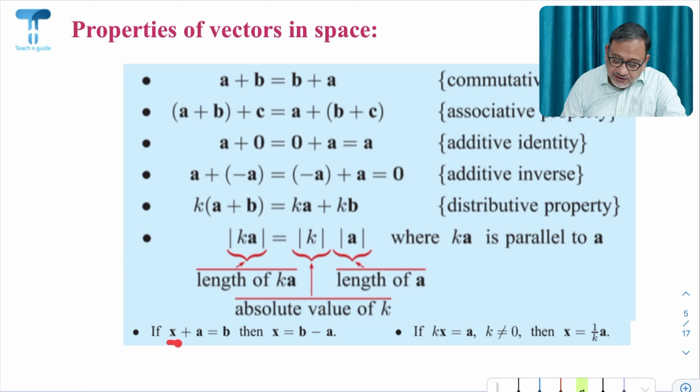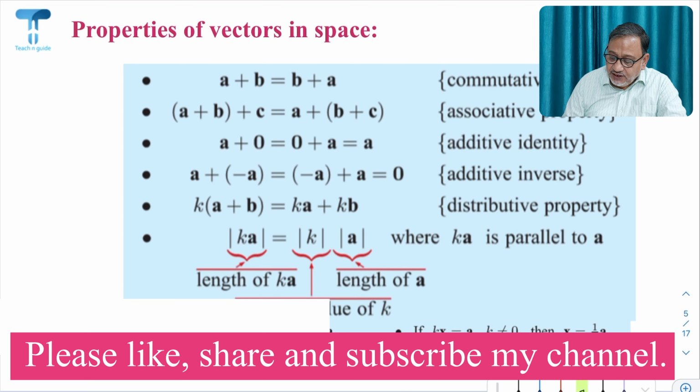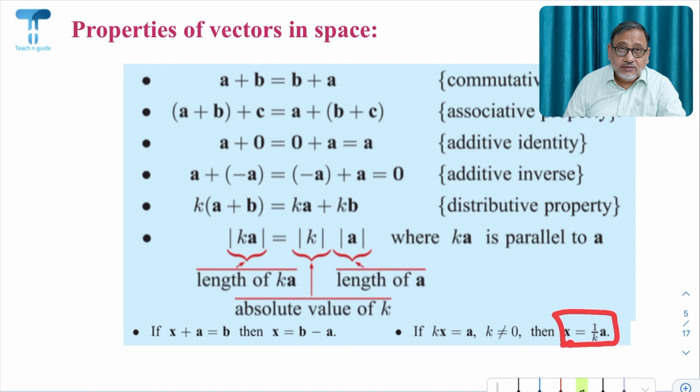Then if vector x plus vector A is equal to vector B, then x is equal to vector B minus vector A. Similarly, if k into x is a vector equal to A, where k is not equal to 0, then x is equal to 1 by k times A. So as we divide in simple equations, like that we divide vectors also by a scalar. Remember that by a vector we cannot divide, okay? We cannot divide by a vector.